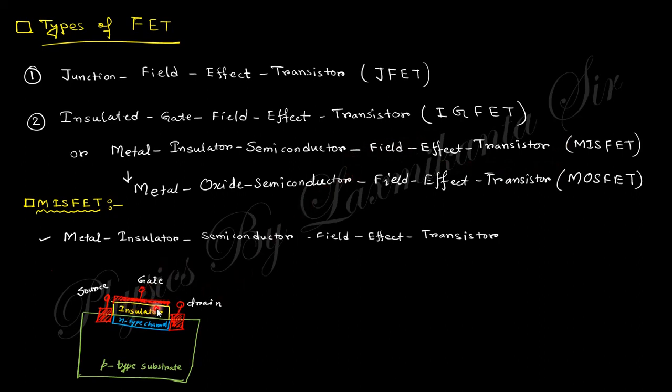Metal, this insulator will be oxide, and this is the semiconductor. This will be the structure of MOSFET. This is the MISFET. Okay, I think that is clear. MOSFET is one type of MISFET.